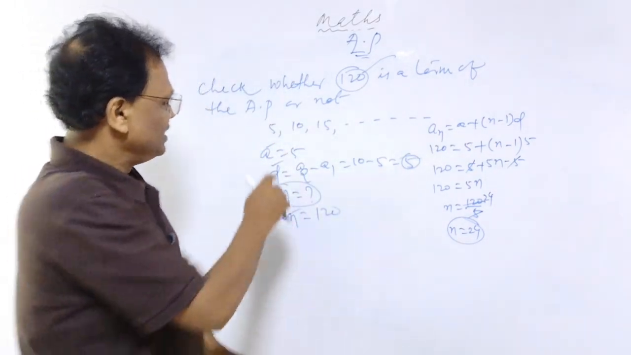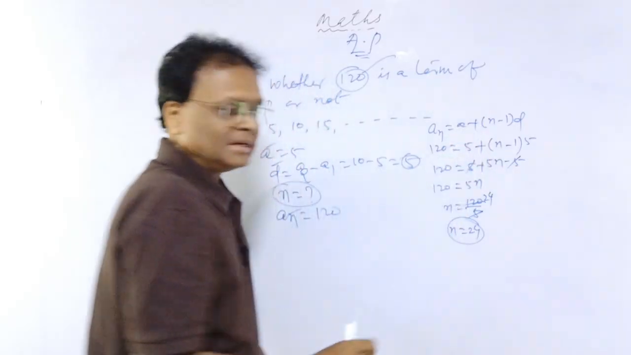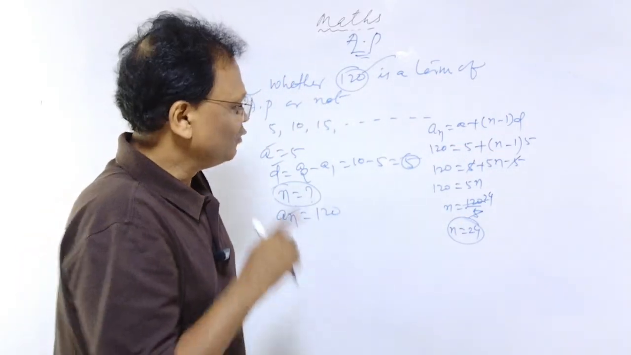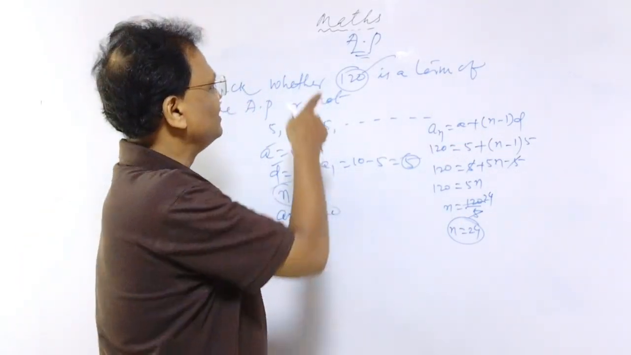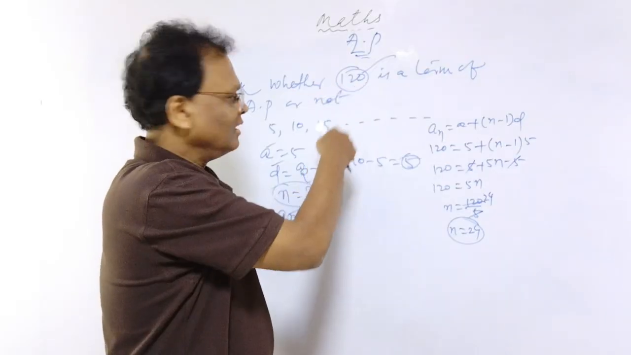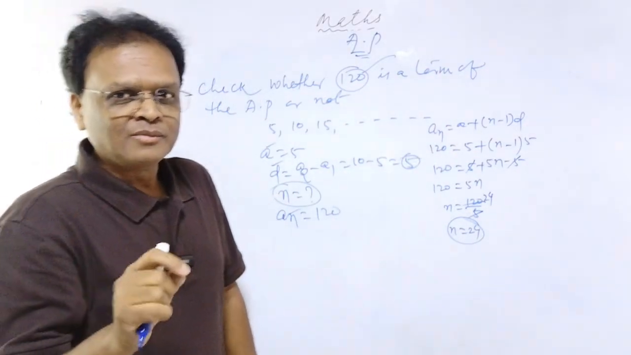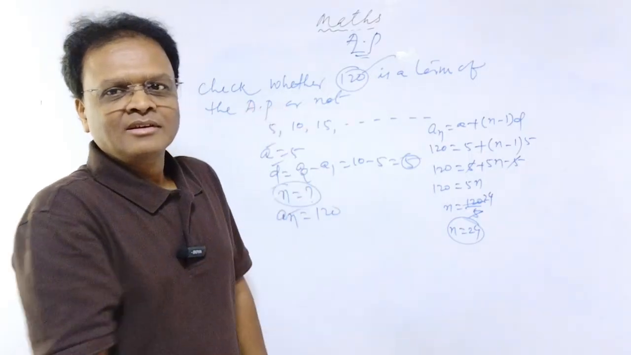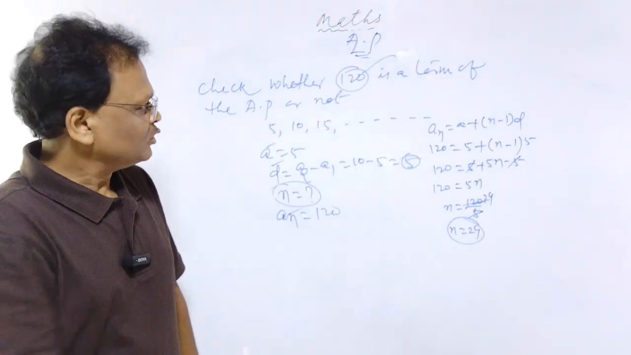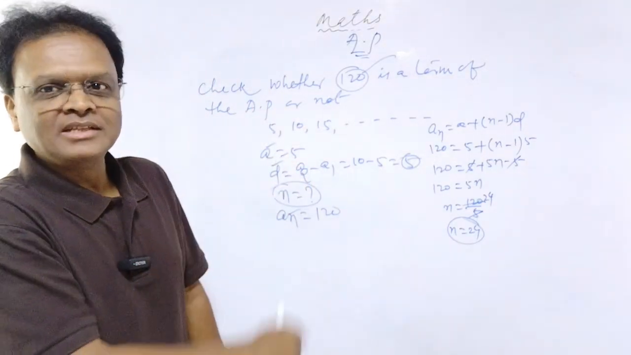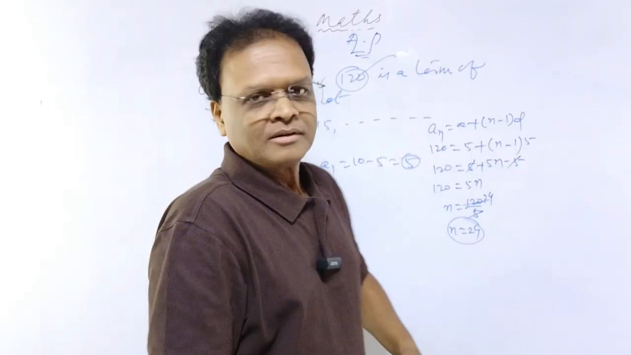That means if I go on writing like this, my 24th term will definitely be 120. अगर ऐसे ही हम कंटिन्यू करते then 24th term will definitely be my 120. So this is the way how to check whether this is a term of the series or not.